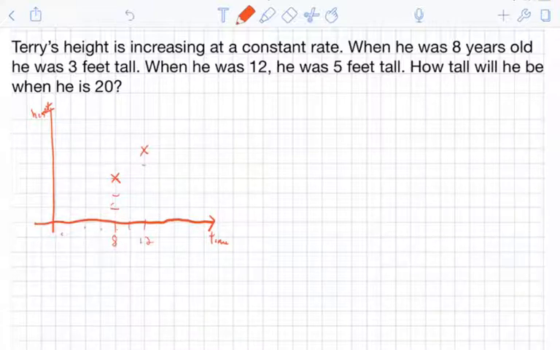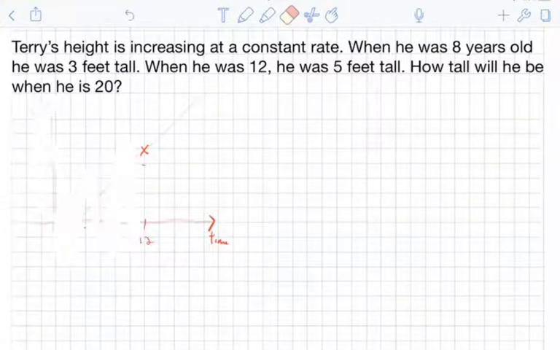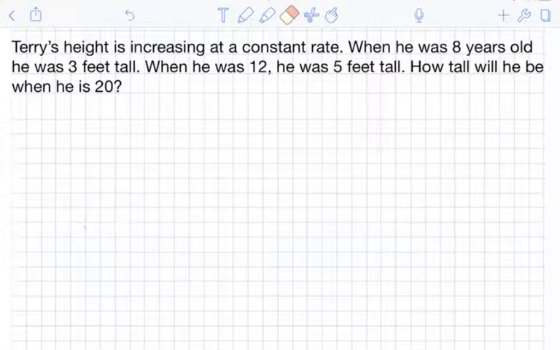And then you can draw a line representing his height and answer the question. So that works. I don't like it. I mean, it works, but I'm not going to focus on that type of problem solving right now. Essentially, we're going to do the same thing, but algebraically.